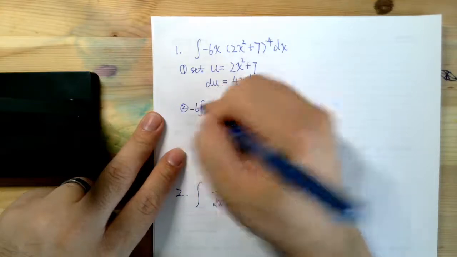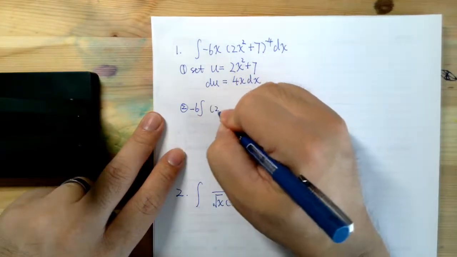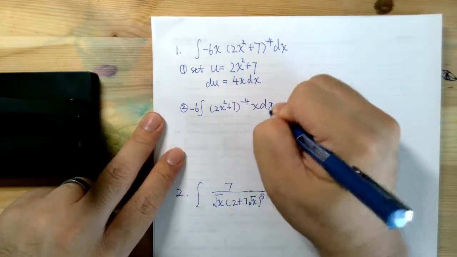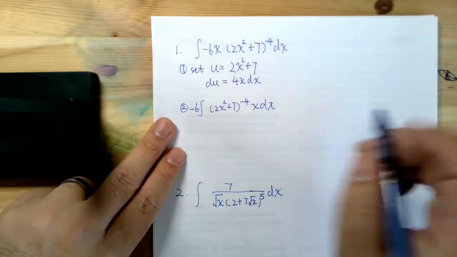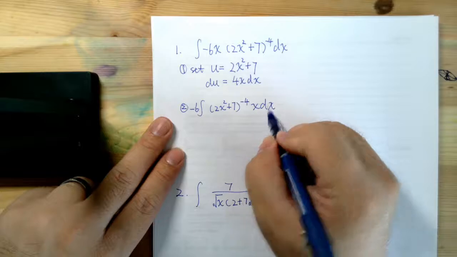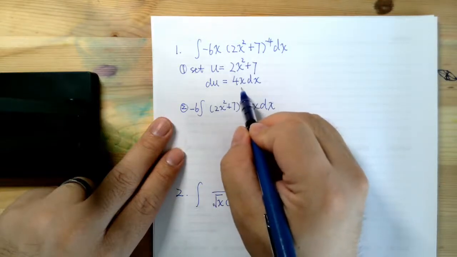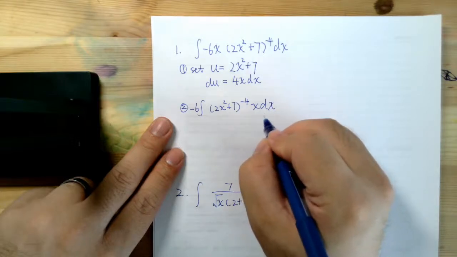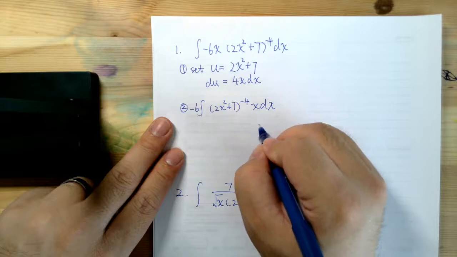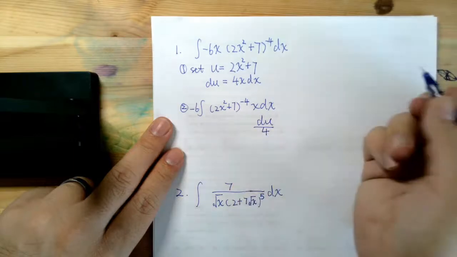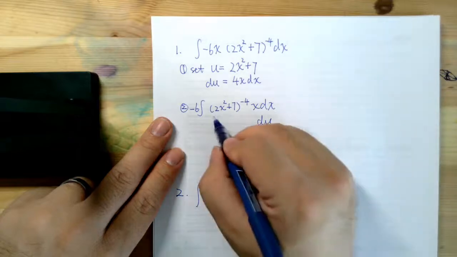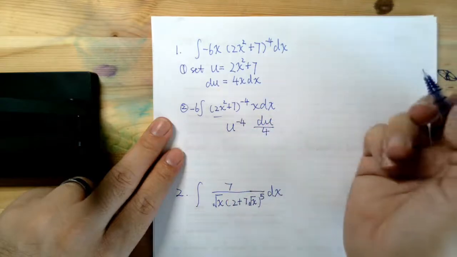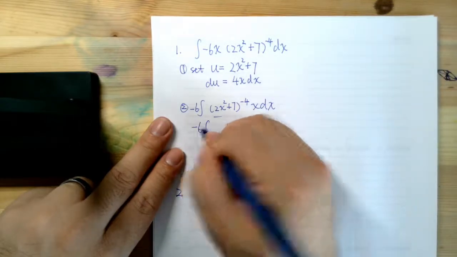I can have negative 6 out, right? I can have (2x squared plus 7) to the power of negative 4 times x dx. And why I'm doing this: you see this x dx, I know du equals 4x dx, then this part, if we replace it with du, is going to be du over 4. And then if I substitute this part in terms of u, which is u to the power of negative 4, and then the integral with negative 6.